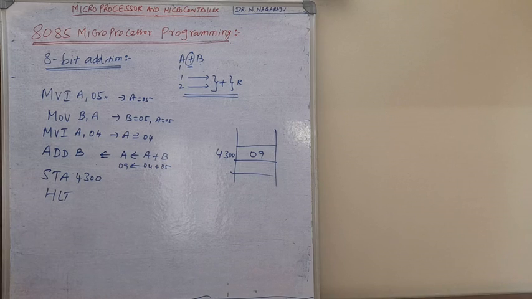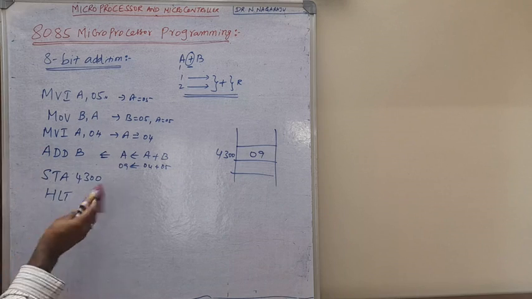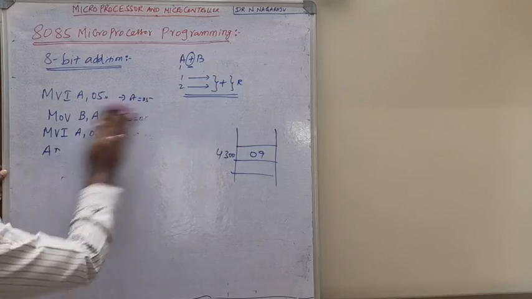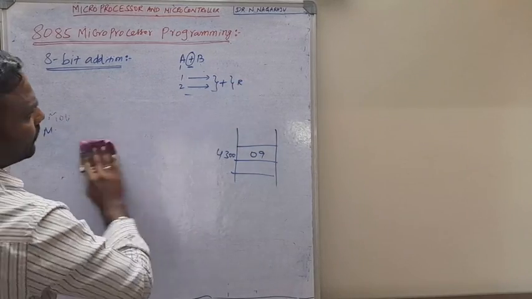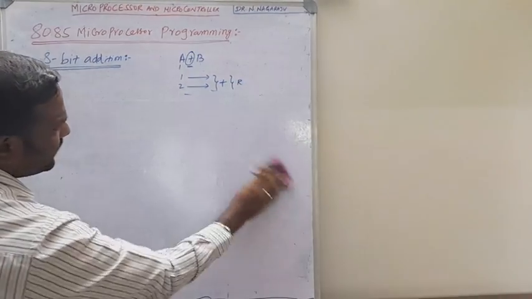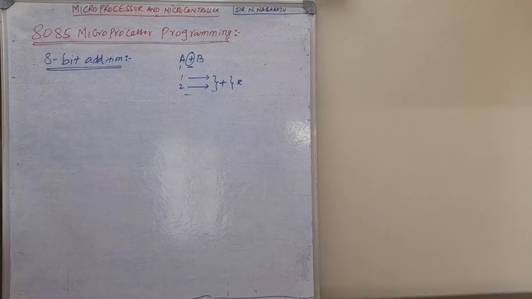You can give any type of 8-bit data, and the addition operation can be carried out for the given data. That is the next program. Now I am going to write that program also. Here I am going to take the data from the memory side.